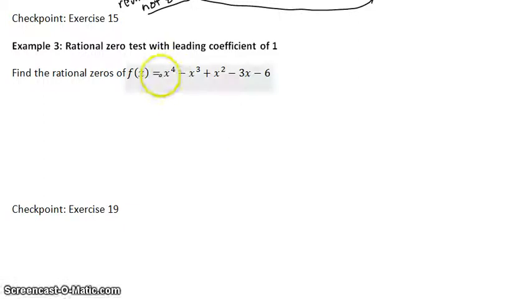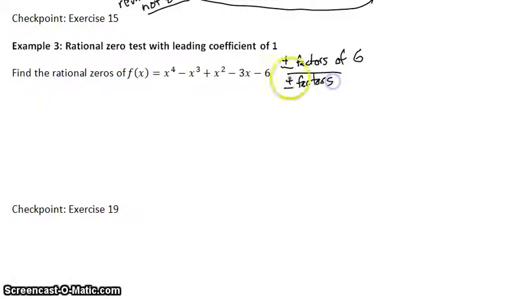Now, it's going to work a little bit differently because we have a lot more to check for this one. It doesn't even matter if it's plus or minus. What we have to realize is that we have to deal with plus or minus all the factors of 6 over plus or minus all the factors. I chose 6 because it was the constant. So I have to look at all the possible factors for this.